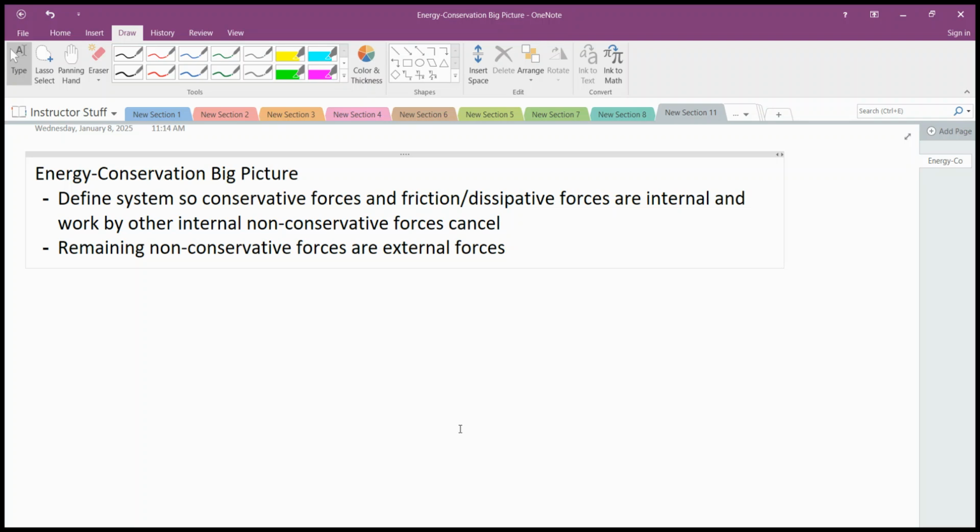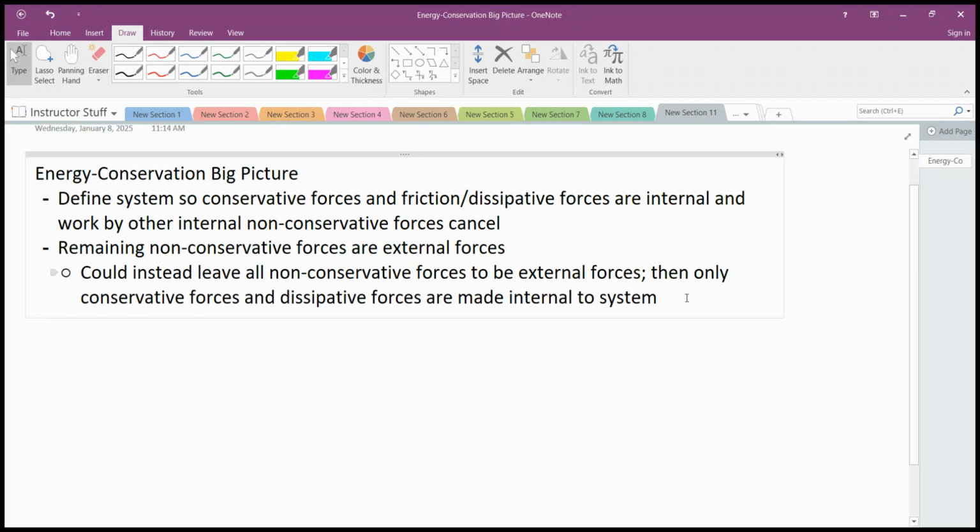So then this leaves us with a picture of non-conservative forces as external forces, and then all the internal forces are conservative or dissipative, or if they're non-conservative, they cancel out. Alternatively, we could instead just leave all the non-conservative forces outside our system. So we'll have all non-conservative forces be external forces, and then the conservative forces and dissipative forces be internal forces.